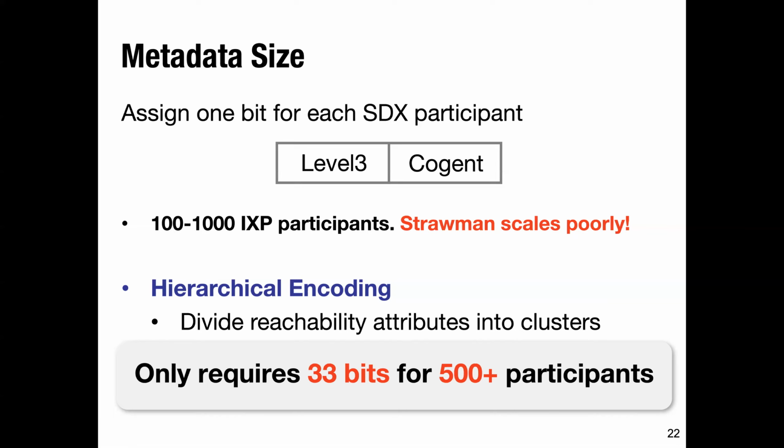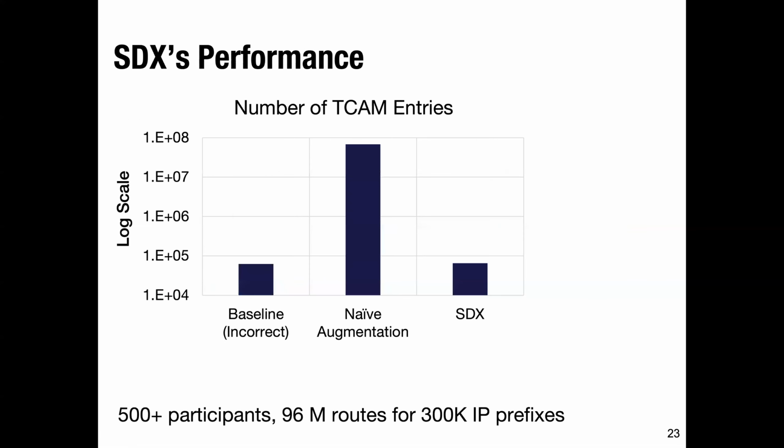But this was one of the fundamental reasons why it was impactful: it didn't require any additional bits to be added to the packet, while it was enabling this metadata to reduce the complexity at the switch, right? So talking about the performance, the result that you see here comes from an experiment where there were more than 500 participants, and 96 million routes advertised for 300,000 IP prefixes at one of the biggest exchange points in the world, right?